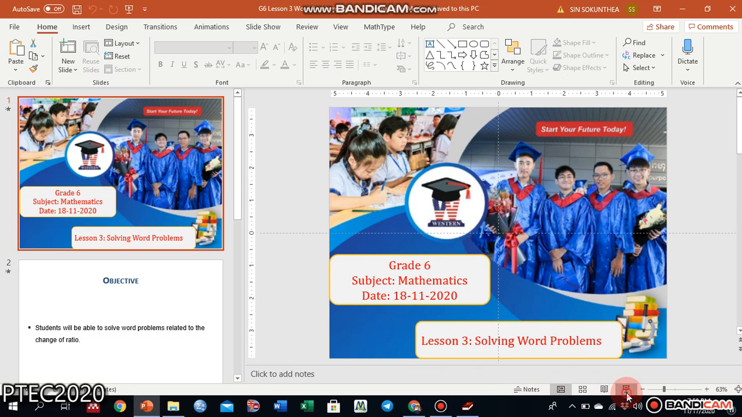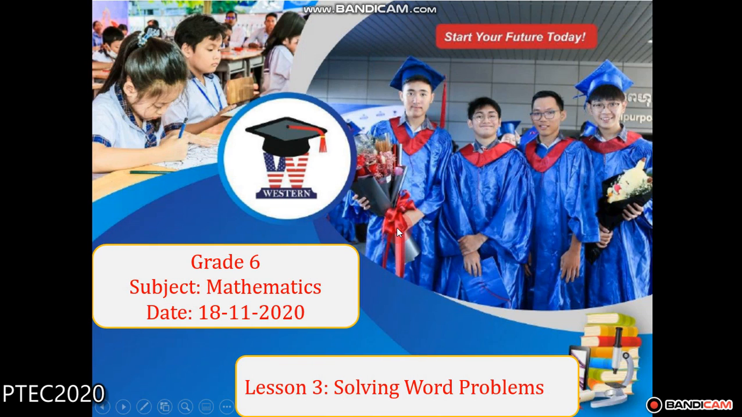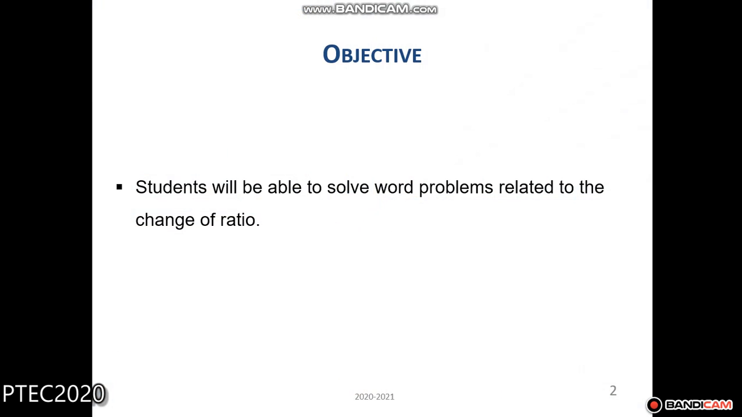So today we are going to continue our lesson related to solving word problems. But our word problem today is related to the ratio, and this is our learning objective for today's lesson. After finishing this lesson, you will be able to solve a problem related to the chain ratio. That's what I expect. I hope you can solve word problems related to the ratio.